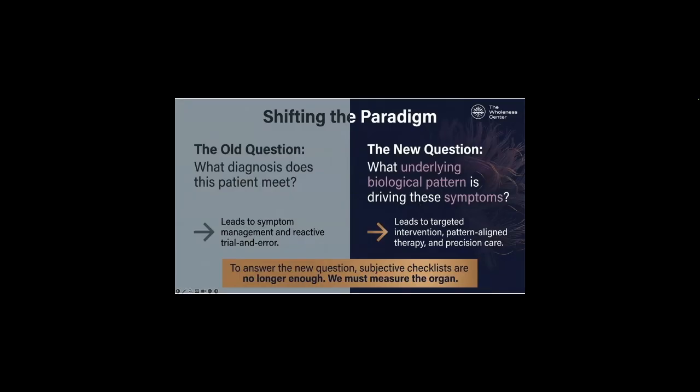Now that leads to more of a symptom management and a more reactive, trial and error approach. Okay, so that's what we've done for years. But the new question is what underlying biological pattern is driving these symptoms? And that leads us to interventions that are pattern aligned in precision medicine. Because the answer to that new question, there's no subjective checklist, we don't need that anymore, and so we really have to start measuring the organ.